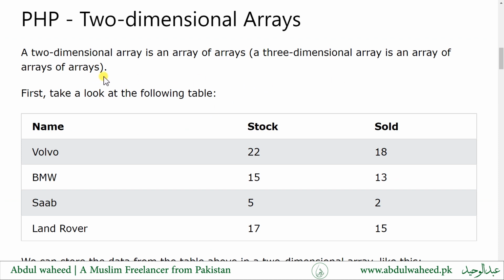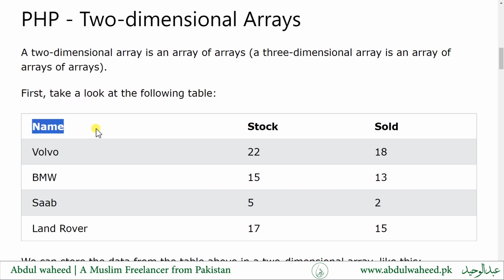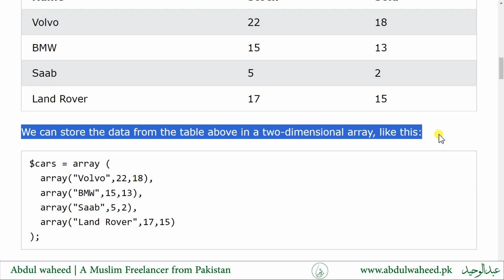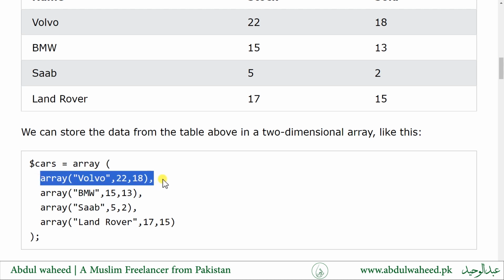A two-dimensional array is an array of arrays. A three-dimensional array is an array of arrays of arrays. First, take a look at the following table. The name, stock, sold, and for each column we have some values. We can store the data from the table above in a two-dimensional array like this. First is the main array, then each array is containing an array as its value.